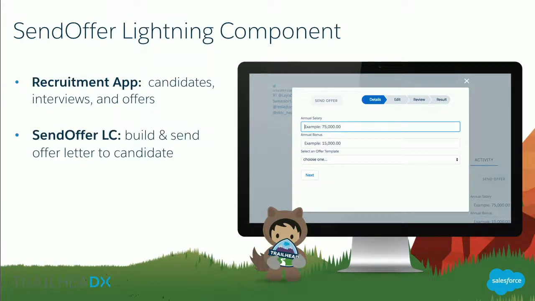And our send offer Lightning component, which is our SPA, was built with a single purpose: for when the hiring manager or the recruiter is ready to extend an offer to a candidate. And it has 4 stages. Not sure if you could see on that screen, but we have the details. We have a progress bar. We have the detail stage, the edit stage, the review stage, and the result stage.